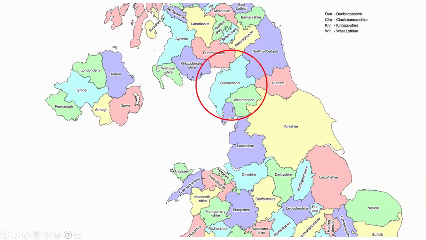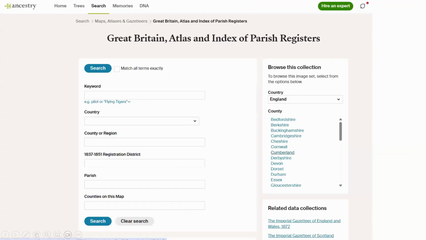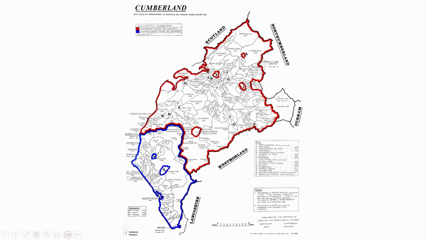And the easiest way to find this is to go to the Ancestry card catalogue and put in Great Britain, Atlas and Index of Parish Registers. And as you do this, you'll see it brings up on the right-hand side all the different counties in England, and you would choose Cumberland. Here is a parish map. I know it's very small and you probably can't see all the parishes there, but we will look at it a little bit more closely as we go along.